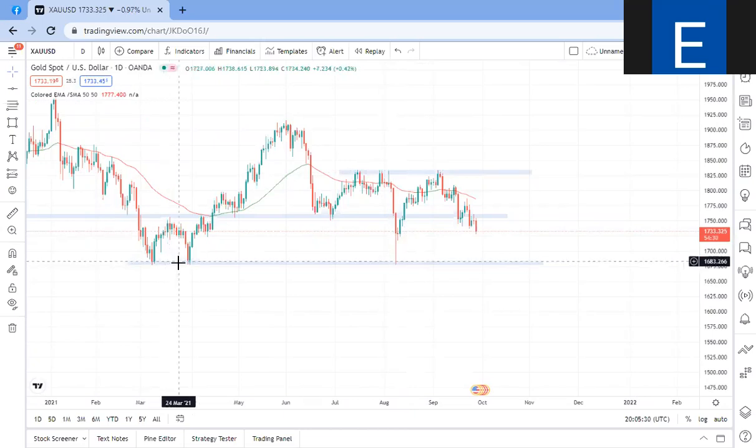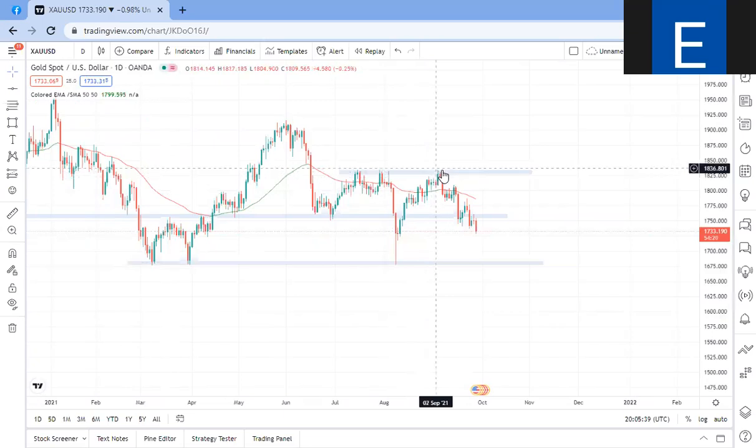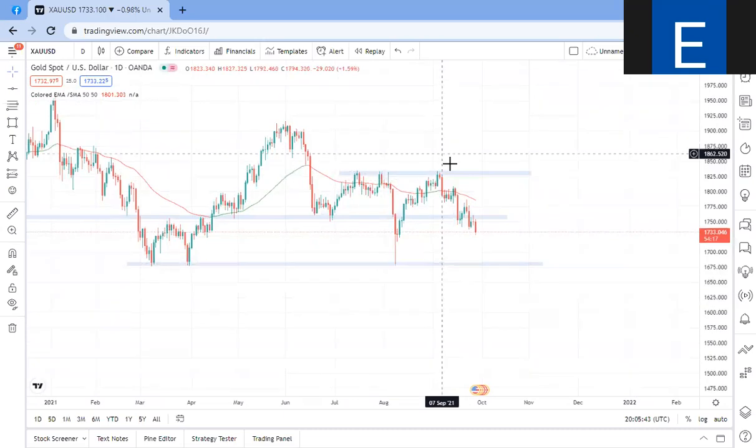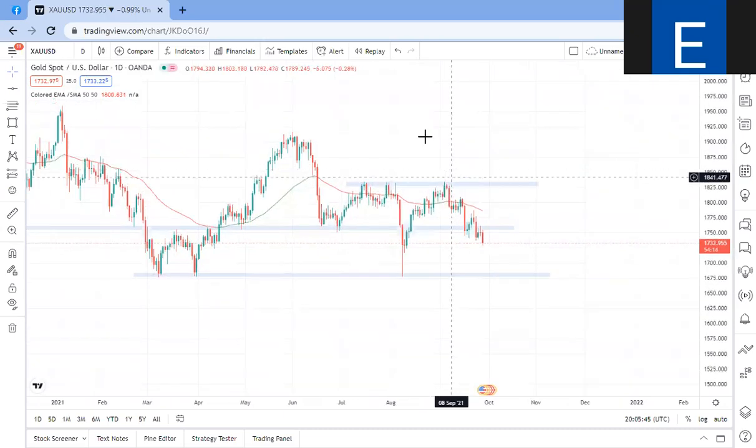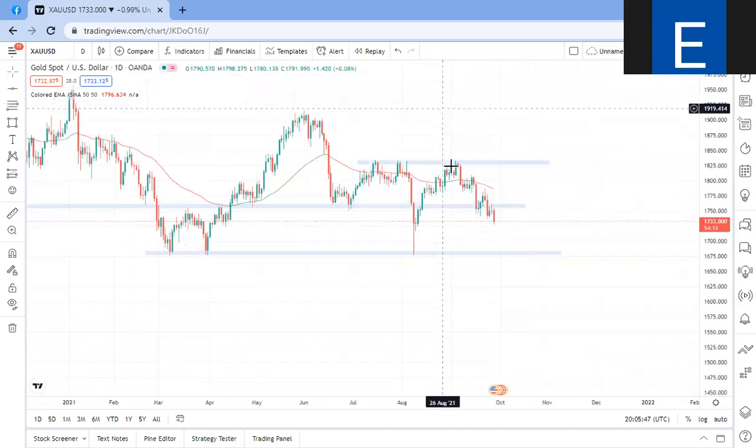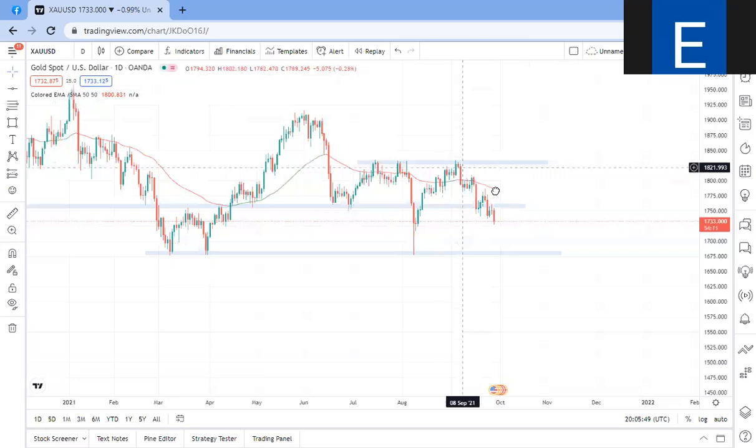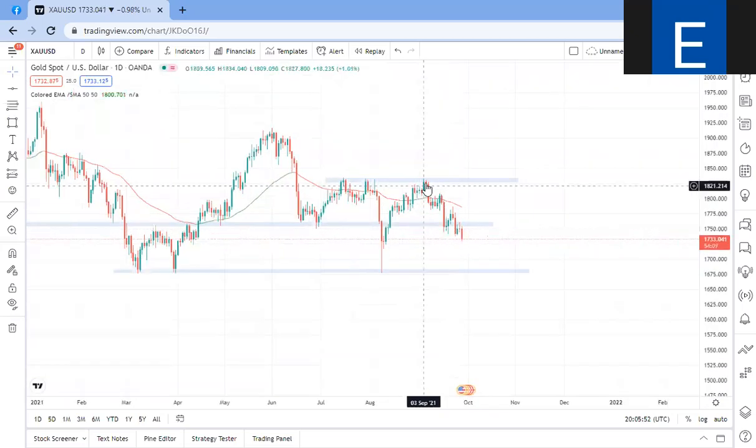Previous lows was at 1680 before price rallied up again. Now, as you can see here, I predicted this sell from this top here. Anticipated this sell. Unfortunately, I couldn't get on the trade. I missed out on that one, but it is what it is. So currently, we can see the current price action is moving down.